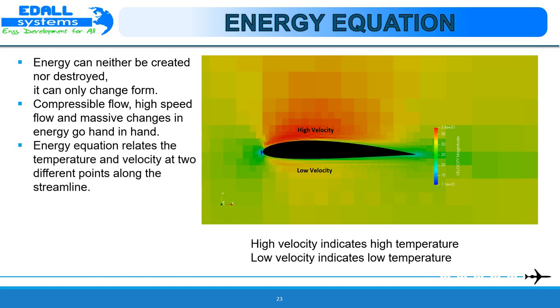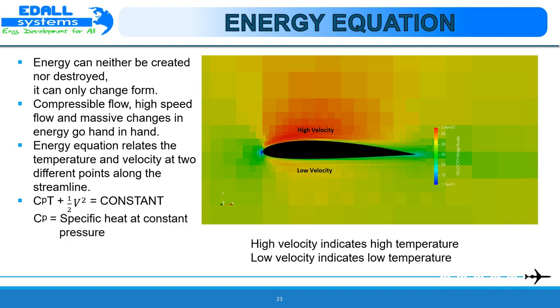The energy equation relates the temperature and velocity at two different points along the streamline, which can be given by Cp T plus half V square is equal to constant, where Cp indicates the specific heat at constant pressure, T indicates temperature, and V is velocity. This equation relates the temperature and velocity at two different points along the streamline.